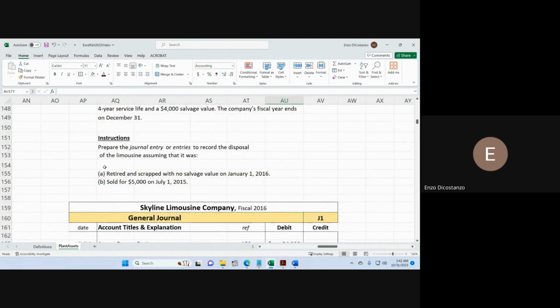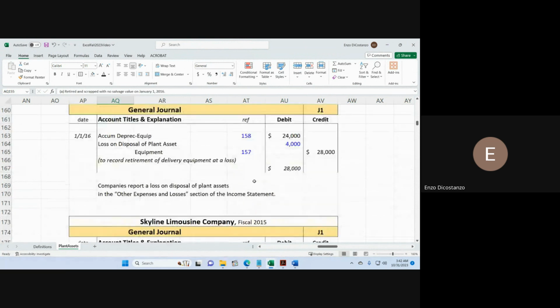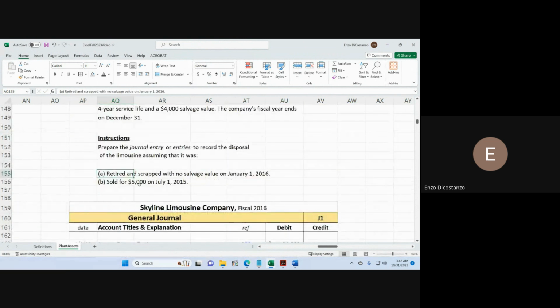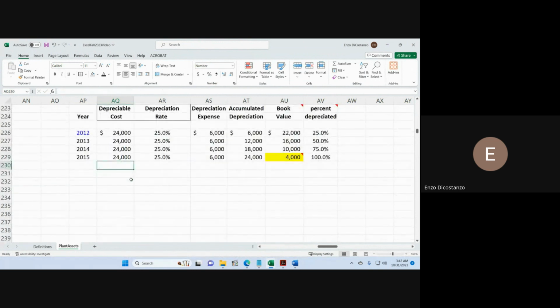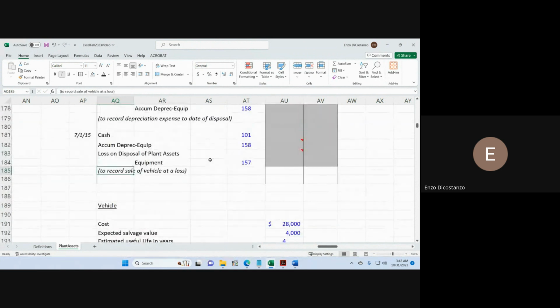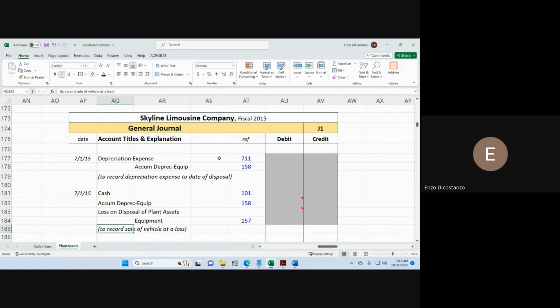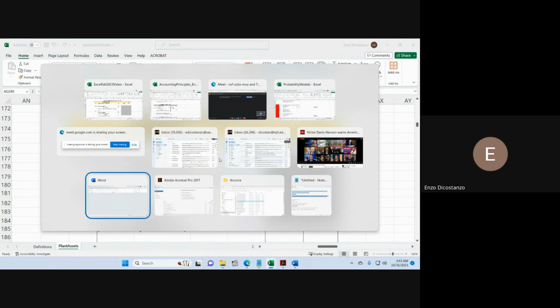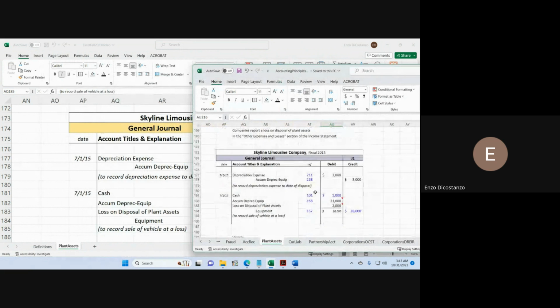This one retired us, right? So this is one version. So this is this one, right? A is here, and then B you sell for 5,000. July 1st, 2015. This is before the end of that year. So what you would do is you would prorate. You would prorate your depreciation is what you would do for half the year. Your last depreciation.